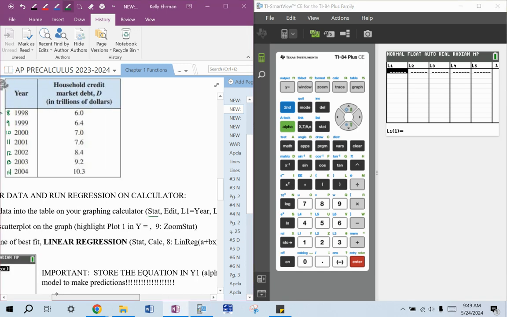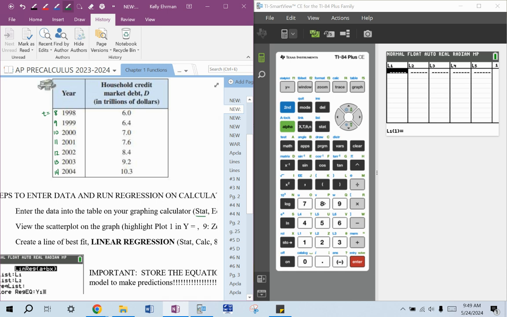Again, we're entering those not as 1998, but 8. So press 8, enter, 9, enter, kind of like you could for a spreadsheet if you've ever worked in Excel. So all the way out to 14. If you type too fast, sometimes numbers get skipped over. So just double check that you did that correctly from 8 to 14.